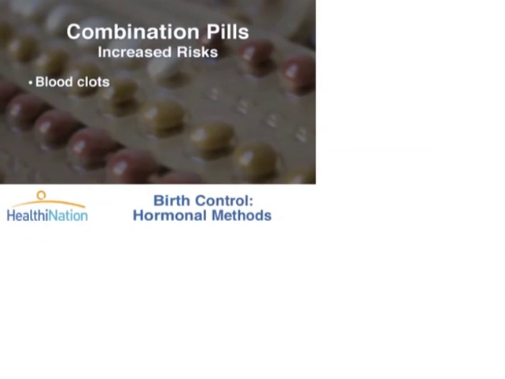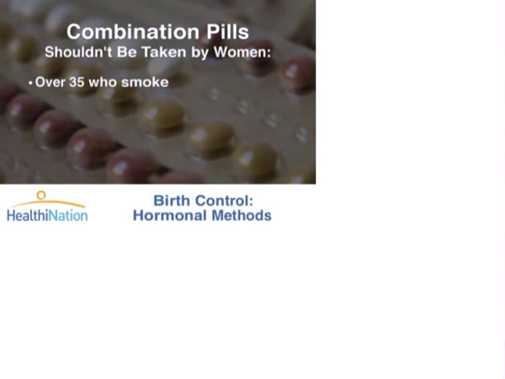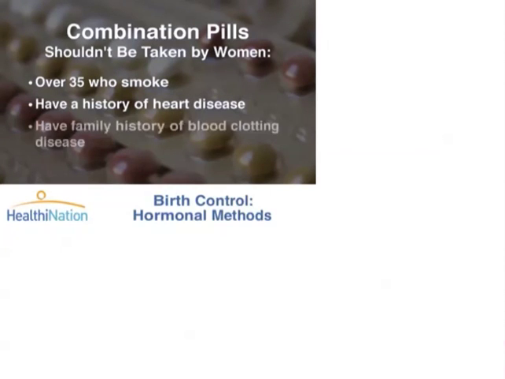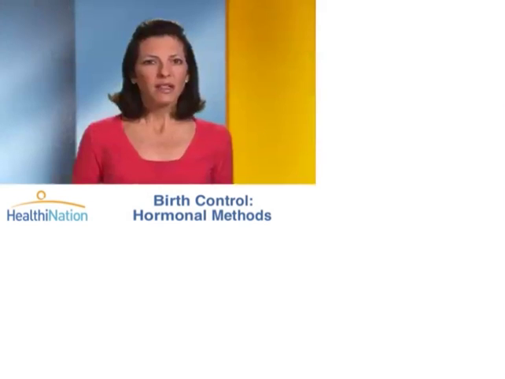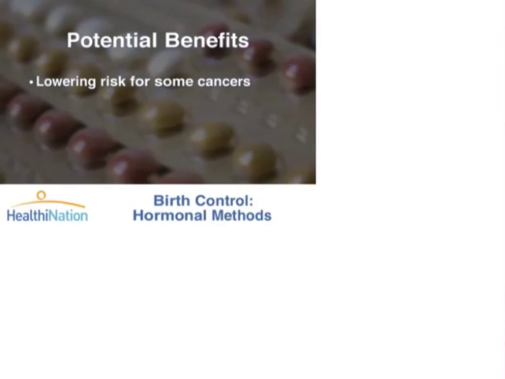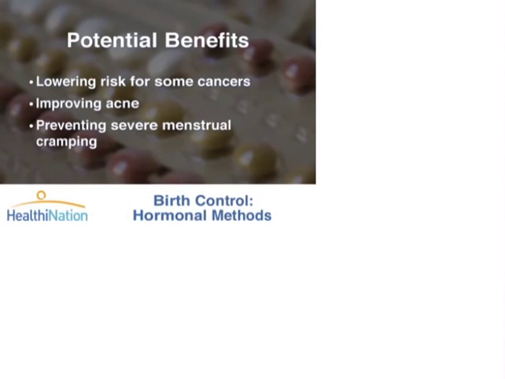The estrogen-progestin combination has an increased risk for blood clots, stroke, and heart attack. And they shouldn't be taken by women who are 35 or older and smoke, have a history of heart disease, a family history of blood clotting disease, are breastfeeding, or a history of certain cancers. Some of these also have benefits, like lowering your risk of certain cancers, improving acne, preventing severe menstrual cramps, and decreasing menstrual bleeding.